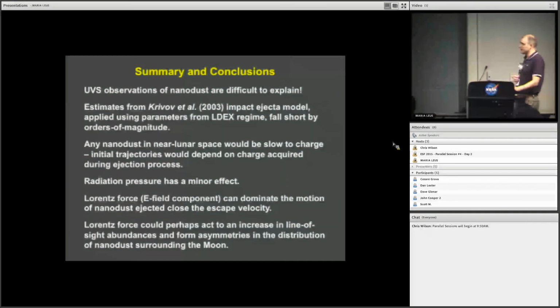Radiation pressure has a minor effect until you get quite a ways from the moon. The Lorentz force seems to be the most significant, especially the U-field component, while you're still in the Hill sphere, where lunar gravity tends to dominate over Earth gravity. It's especially important once you get to ejecta speeds near the escape velocity. That's where it really has an effect on the dynamics. So the Lorentz force could act to increase the line of sight abundances for nanodust and form asymmetries in the distribution of the nanodust around the moon. It could get rather complicated and be dependent on variations in the solar wind. Okay, thank you.